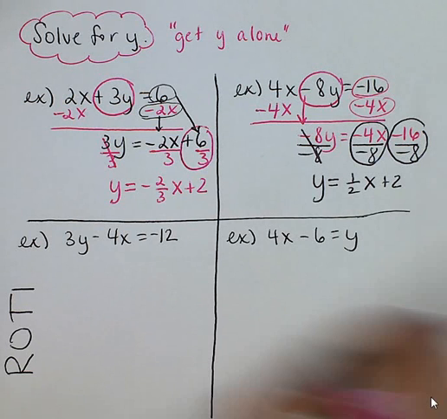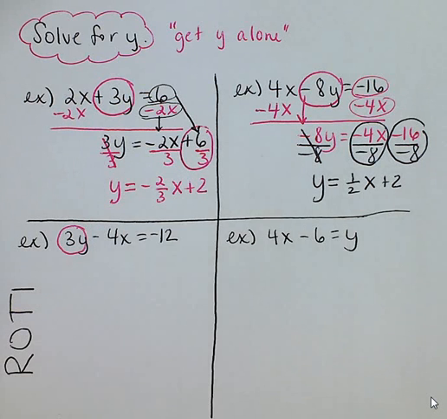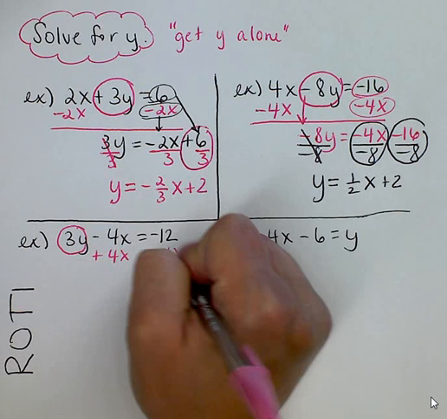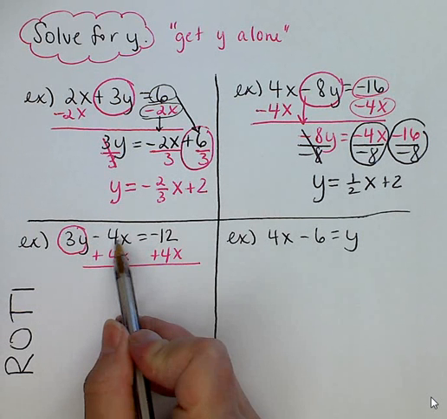Got a few more examples. Here the y is in a slightly different position. We still want to get rid of the x term first. And notice that the inverse of subtracting 4x would be to add 4x.